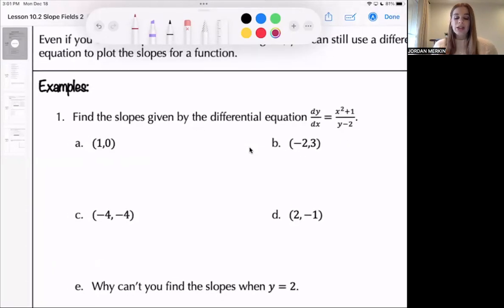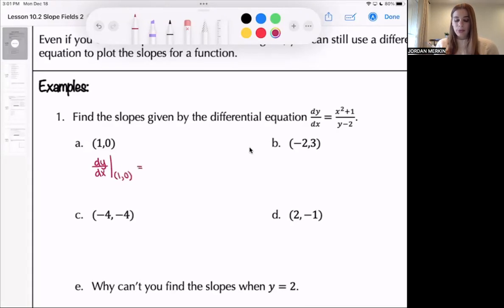It says, find the slopes given by the differential equation dy/dx equals (x squared plus 1) over (y minus 2). What we're doing is finding the slope at the point (1, 0), which is simple: you're just subbing in 1 for x and 0 for y into our dy/dx equation. Be careful with notation here. The way we write this is dy/dx evaluated at the point (1, 0).